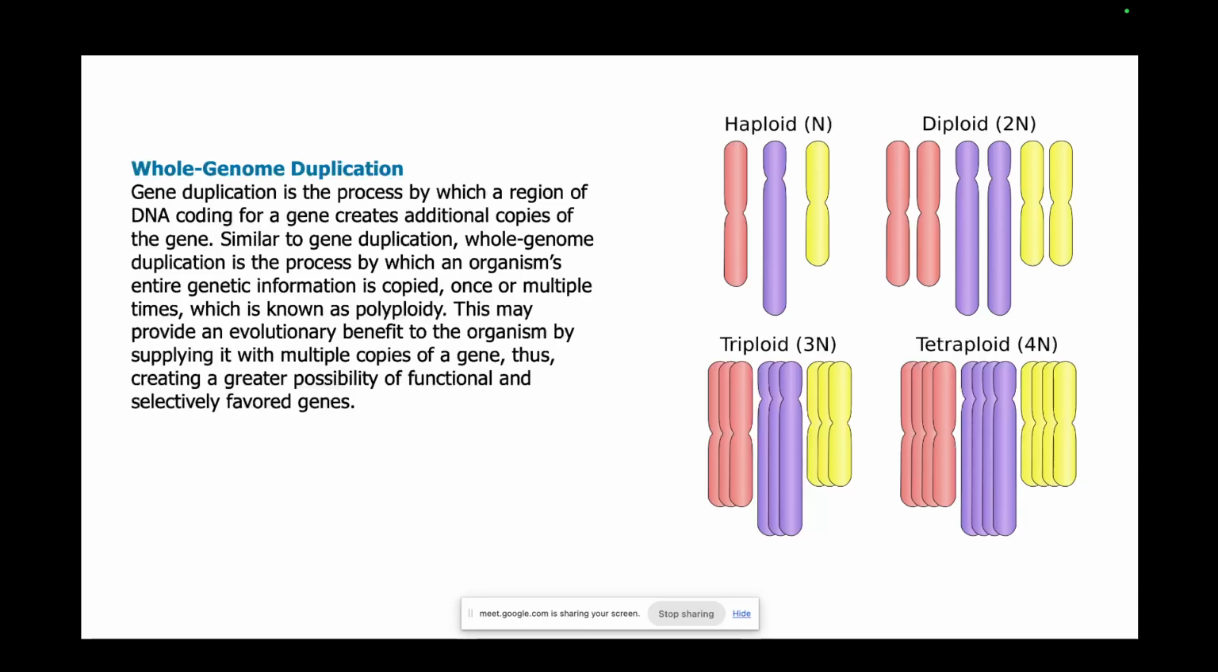So, for example, if we see Down syndrome, which is the trisomy of chromosome 21, so an extra copy of chromosome 21 is present, that is also an example of polyploidy, but that leads to disease, right? So we are talking polyploidy and whole genome duplication in terms of evolution and natural selection. In some cases, this may provide evolutionary benefit to the organism by supplying it with multiple copies of a gene, thus creating greater possibility of functional and selectively favored genes.